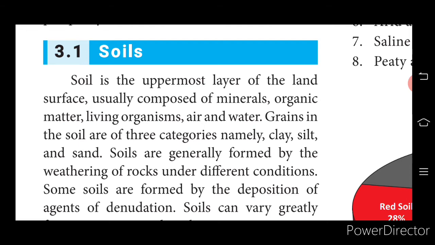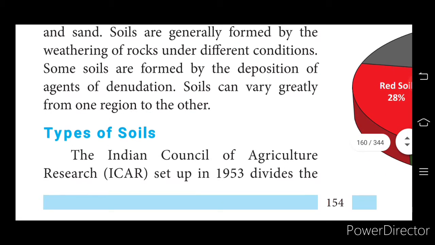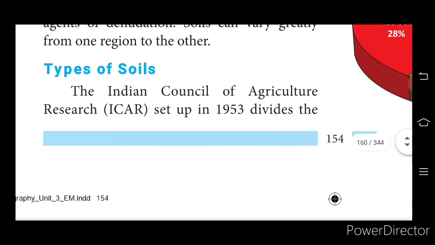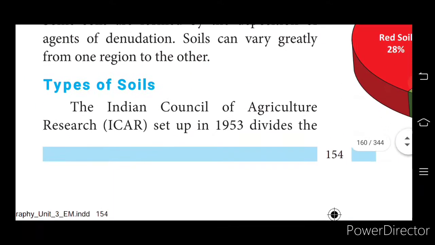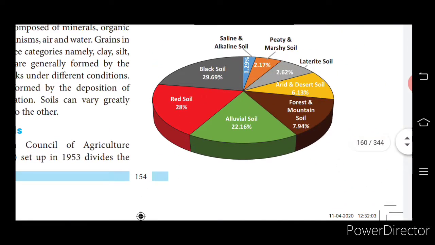Soils are generally formed by the weathering of rocks under different conditions. Some soils are formed by the deposition of agents of denudation. Soils can vary greatly from one region to another. Okay. Now types of soil. Okay, it will be very easy to understand from this.